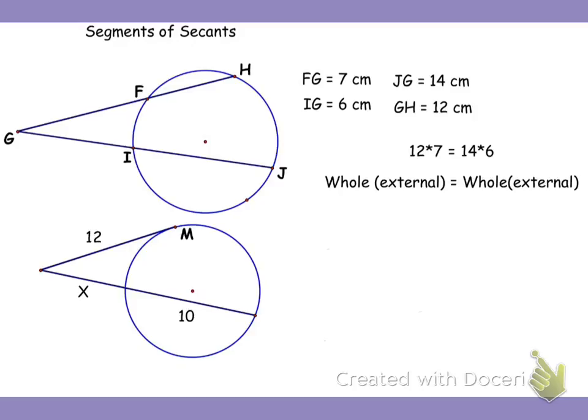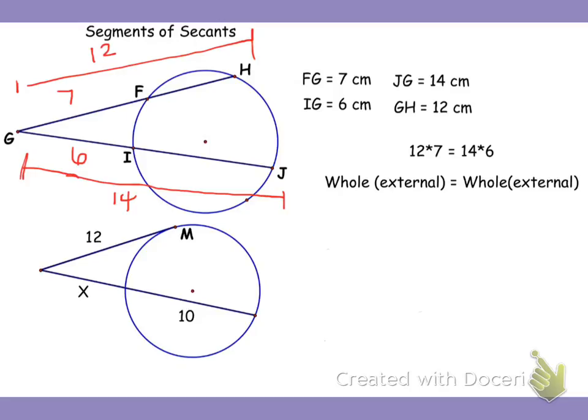So if you're looking here, let's go ahead and label the parts that are given to us. FG is 7. Then you have IG, which is 6. And JG, which is the entire thing. JG is the whole thing. This is where it differs a little bit from the other one. It's 14. And then GH, the whole thing again, is 12.